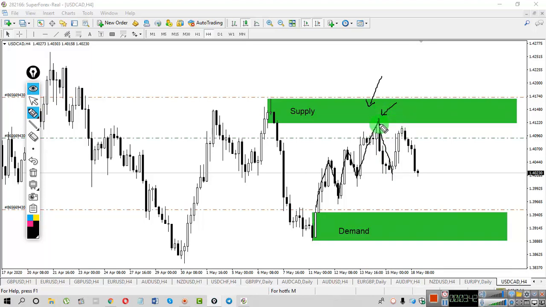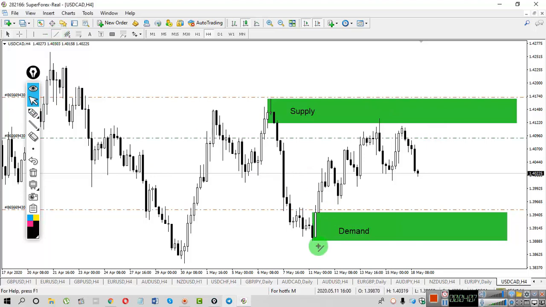After I missed that trade, I was looking for a re-entry. I was looking to re-enter this trade somehow. So let me explain how I re-entered this trade. I entered at this level.